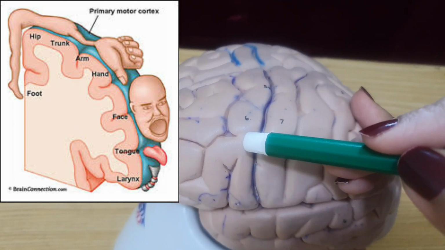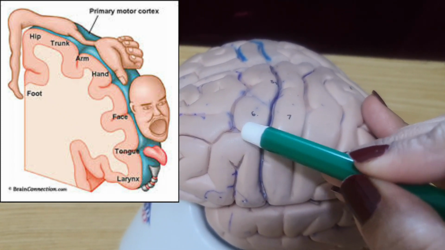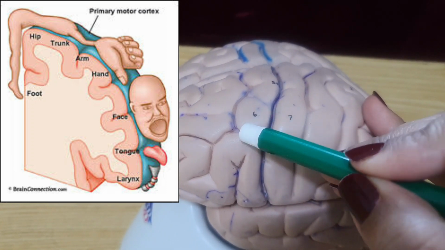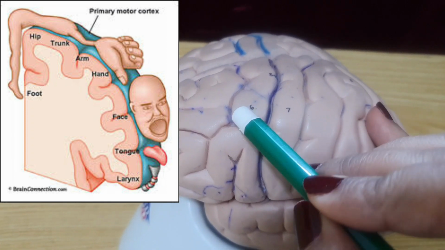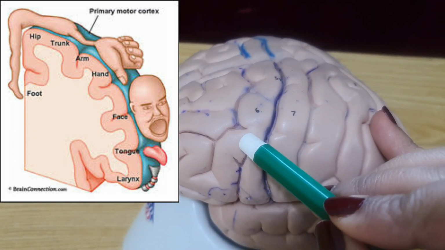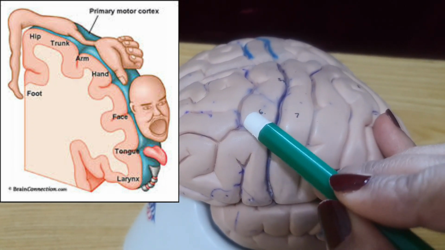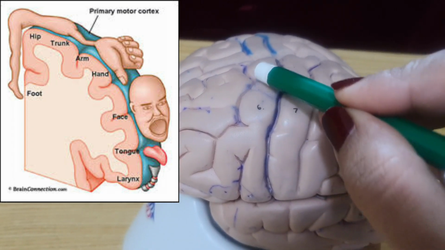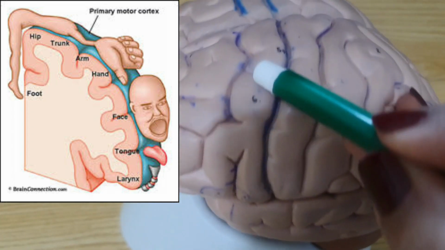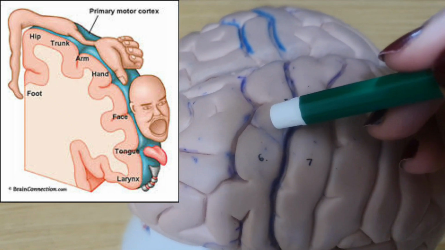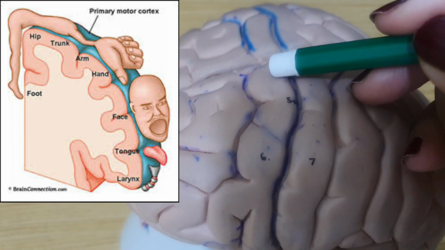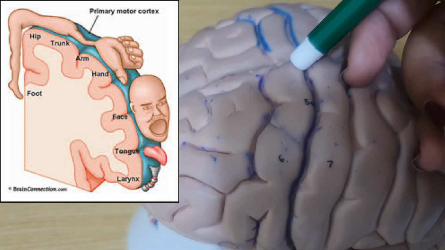Now the structures involved at the lower side are swallowing and the tongue, jaw, lips, larynx, eyelid and brow. The next area is an extensive region for the movement of the fingers, especially the thumb, then the hand, wrist, elbow, shoulder, and then the trunk.